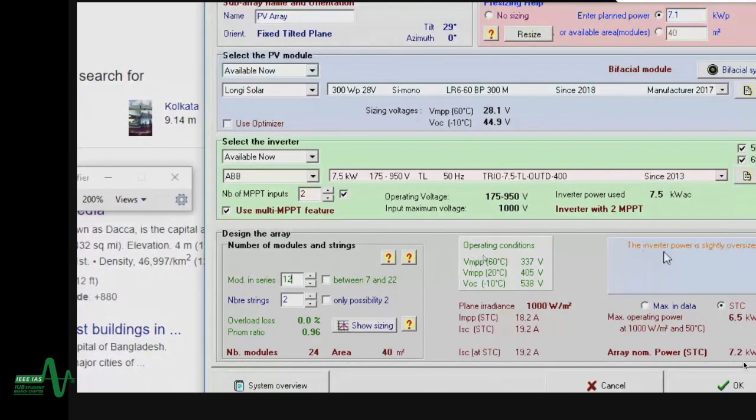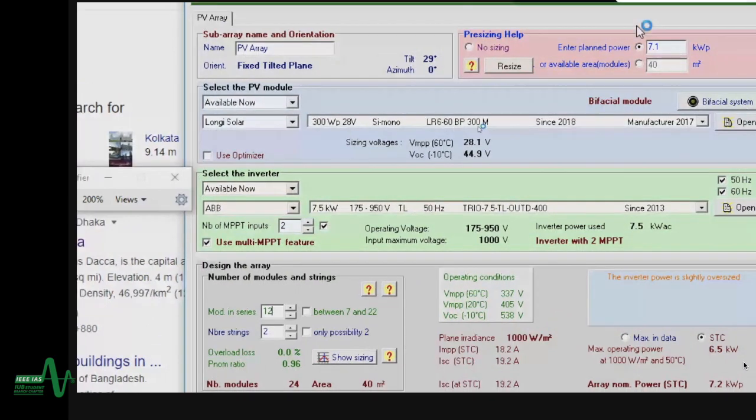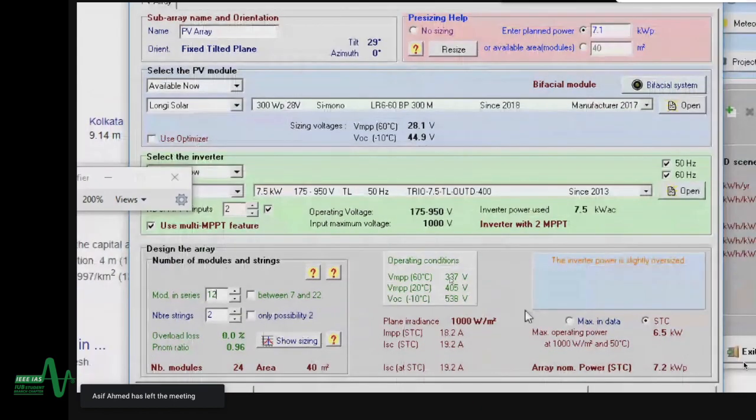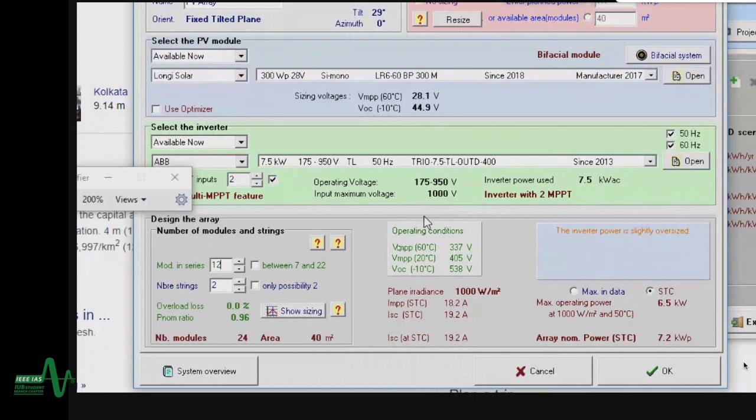Now it's okay, and it shows another notification: the inverter power is slightly oversized. Okay, so why slightly oversized? Because our required system was 7.1 kilowatt. However, our inverter can handle a little bit more, like 7.5 kilowatt. But it's not a big deal. It's really nice. But fine.